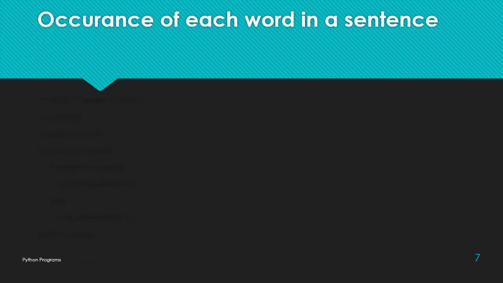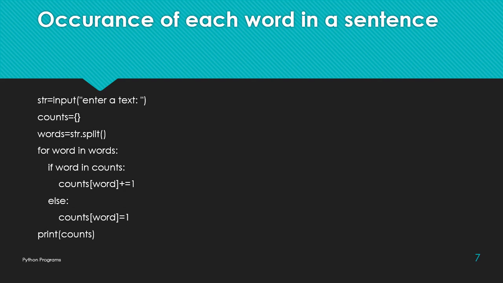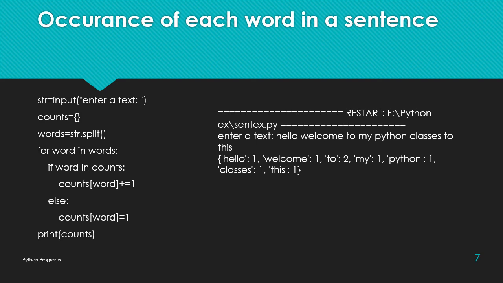Next program, occurrence of each word in a sentence. Here also the program length is very small. See, the user is again asked to enter a text or a sentence, and from this we are again using the concept of a dictionary. Same method, though before we used characters, but here we are using words. For that, first we have to split the string so that we get a list.